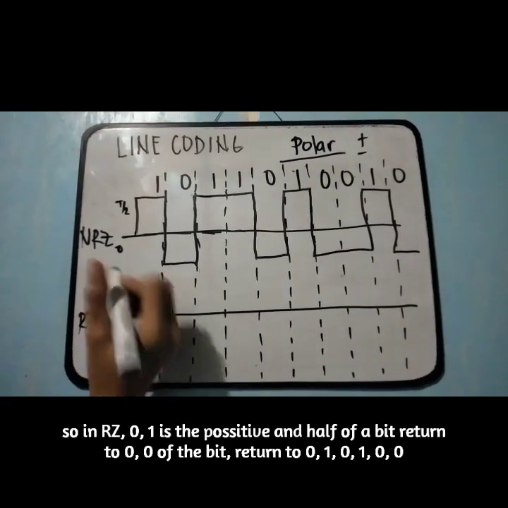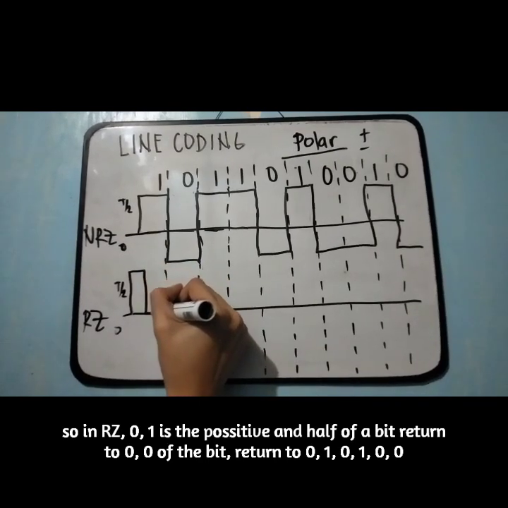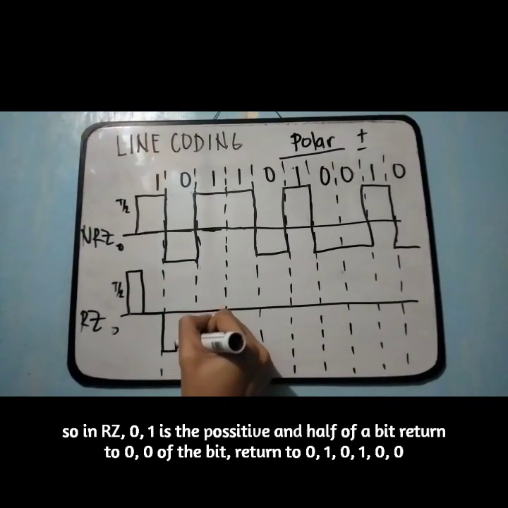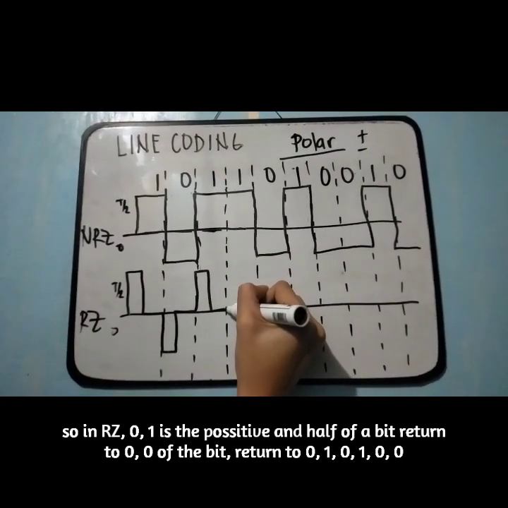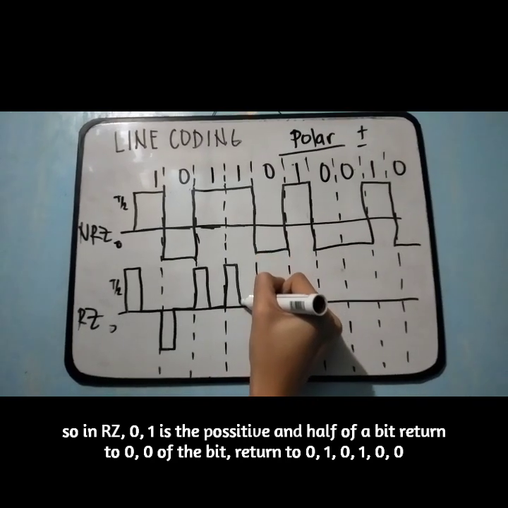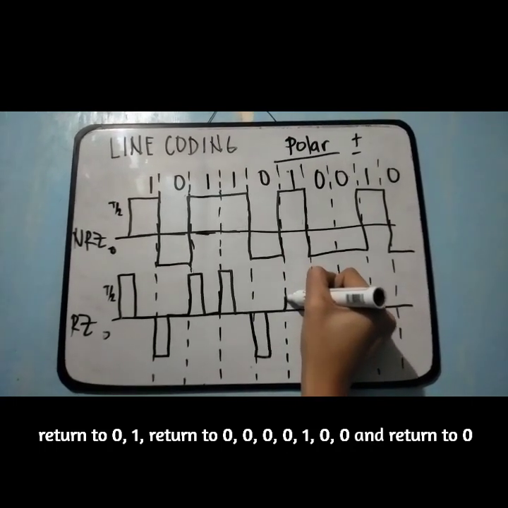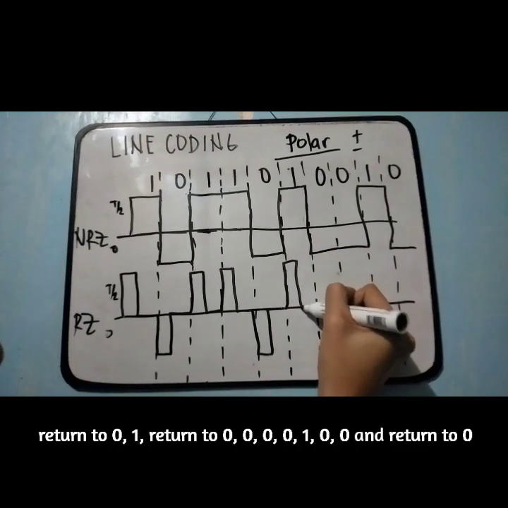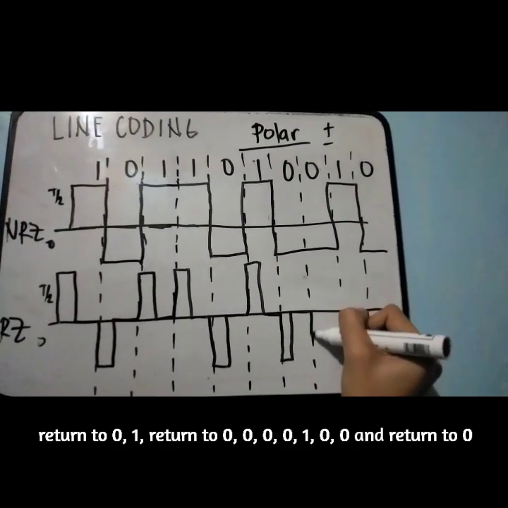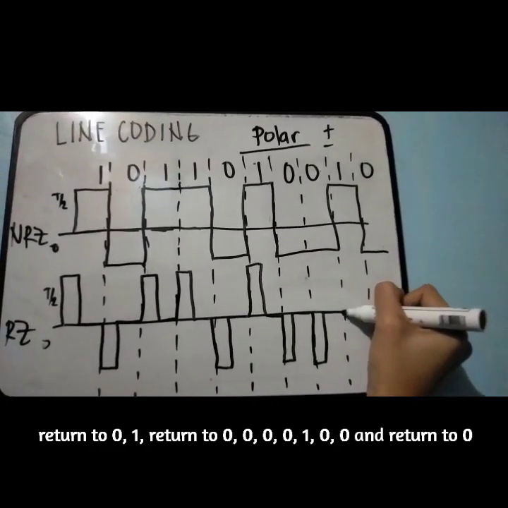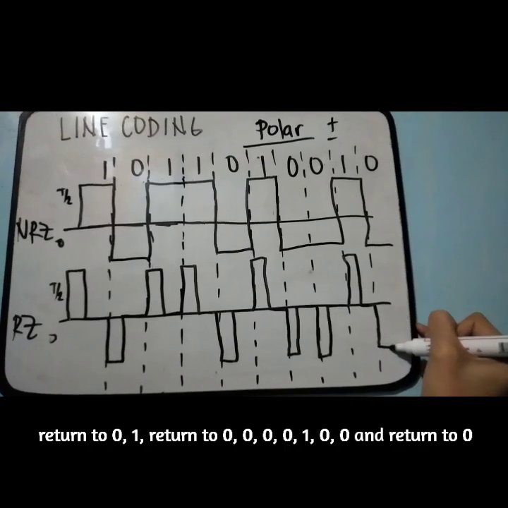So in RZ, 0, 1 is the positive, and half of the bit returns to 0; 0, half bit returns to 0; 1, half bit returns to 0; 1, return to 0; 0, return to 0; 1, return to 0; 0, return to 0; and also 0, return to 0; 1, return to 0; and 0, return to 0.